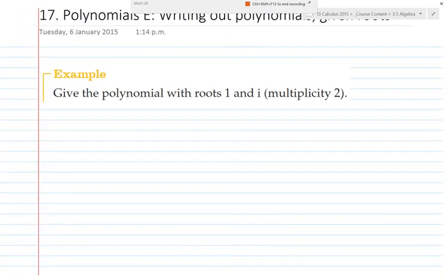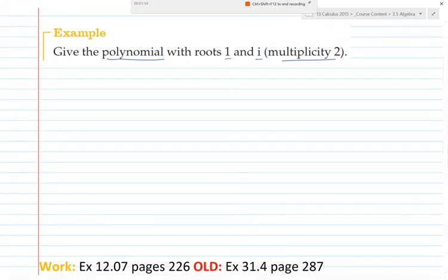So this question says, give the polynomial, so that could be x squared or x to the 3 or x to the 118, and they're asking us to find a polynomial with roots 1 and i, multiplicity of 2. And what that means is that that last root i has been repeated twice, and I'll show you what that means in a minute. So with this example, our roots are 1 and i. So that's why I showed you that stuff before.